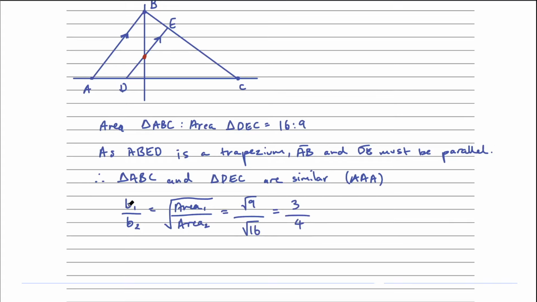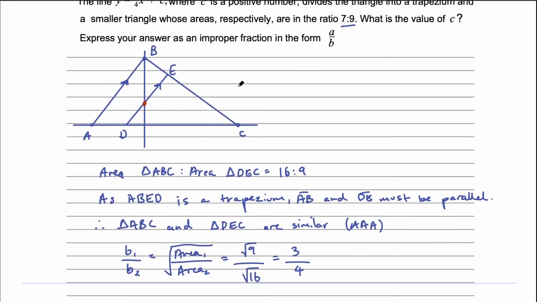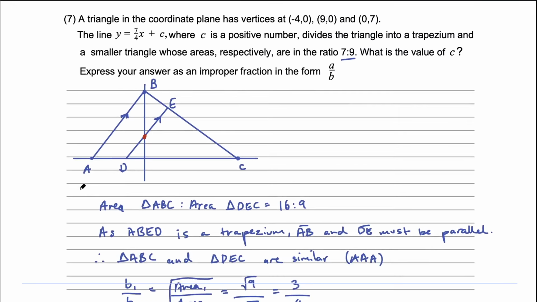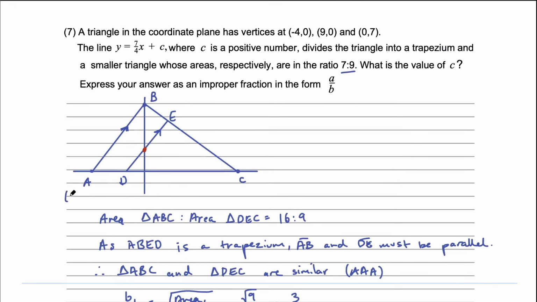So now we have the ratio of the lengths. And we also know the length of the base of the larger triangle because we have these points. A was at (-4, 0). C was at (9, 0).